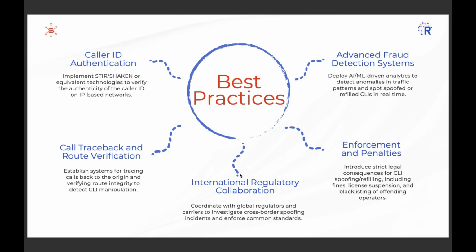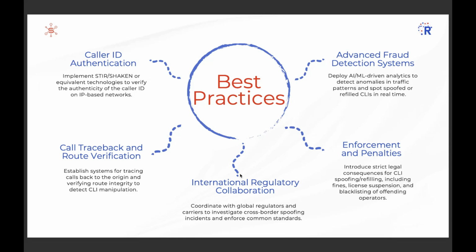Second, we need advanced fraud detection systems powered by AI and machine learning. These tools can spot patterns and anomalies in real time, catching spoofed or manipulated CLIs that would easily slip past traditional systems. Third, we have to focus on call traceback and route verification. It's not enough to block suspicious calls. We need to trace them back to their true origin and confirm whether the routing path has been tampered with.